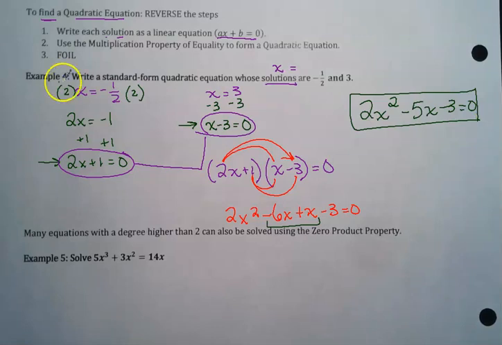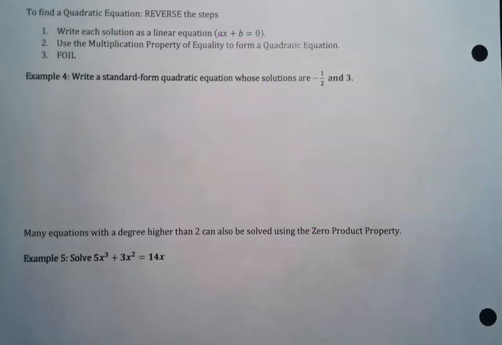The key is up here in this work, though, in writing it in a linear equation form, getting the right side to equal 0. Especially this step, looking at negative 1/2 as negative 1 divided by 2, is very, very helpful instead of just multiplying by 2 over 1. All right, so many equations with a degree higher than 2 can also be solved using the zero product property. So we're not just limited to those. Many of the others can, not all of them, but many.